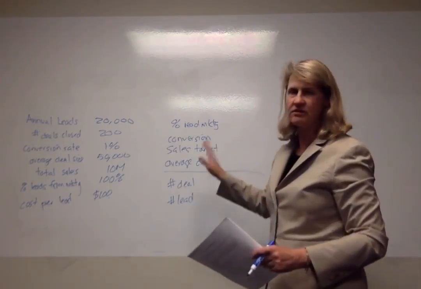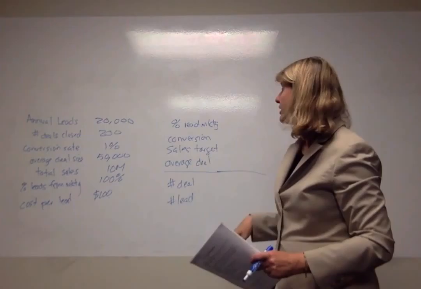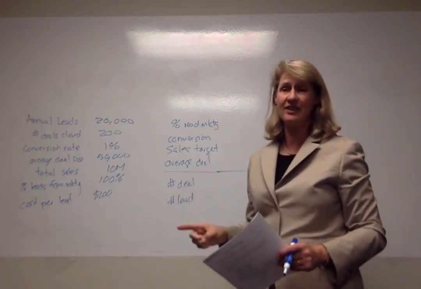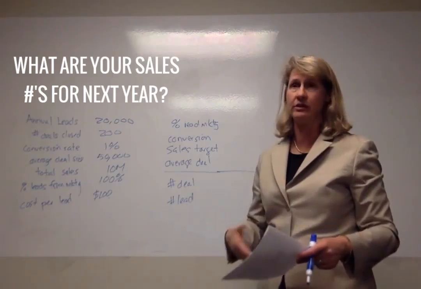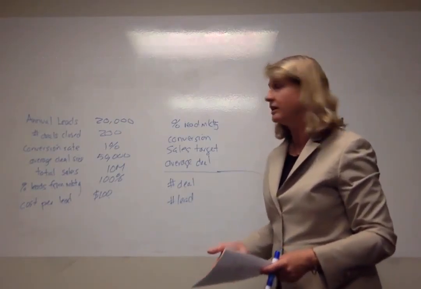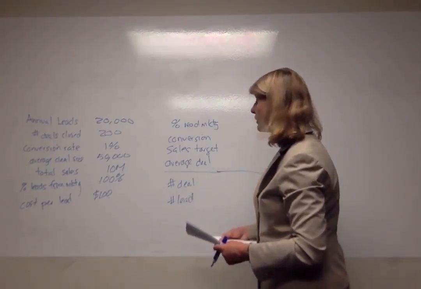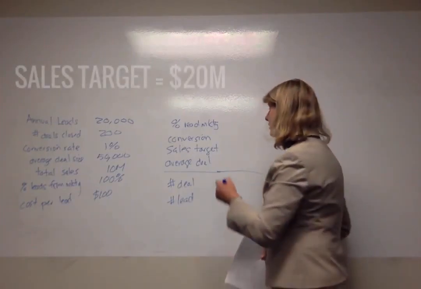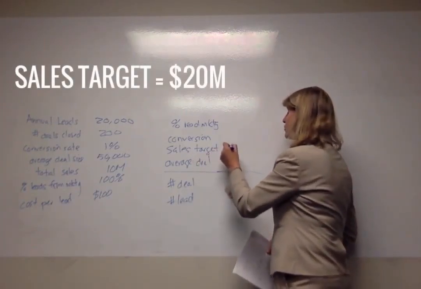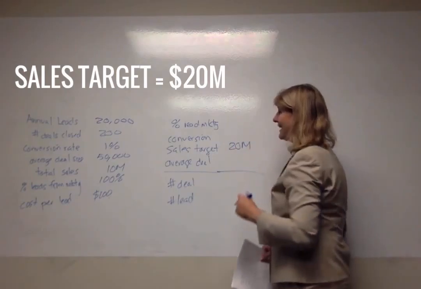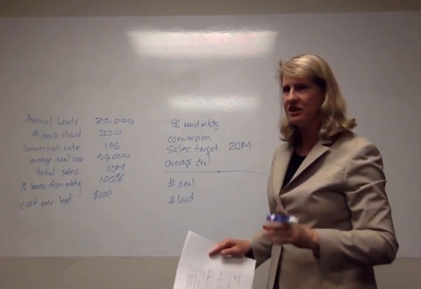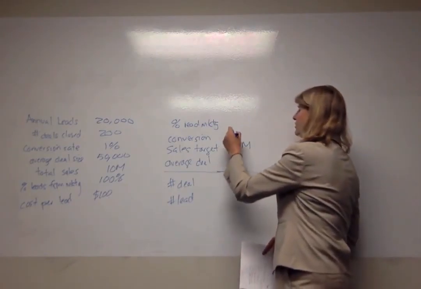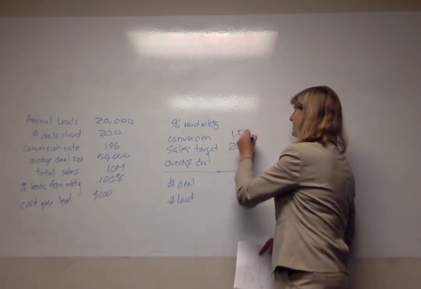Okay, so now let's talk about what the plan is for next year. The first thing you need to do is get involved in sales and find out what the sales number is for next year, because that's critical in order to figure out how many leads you're going to need to generate. So let's say the company's growing really fast and the sales target is not 10 million but 20 million this year. And let's say that you were really unsatisfied with the 1% conversion rate and you think that you can do a lot better. Let's say you think you can do 1.5% this year.